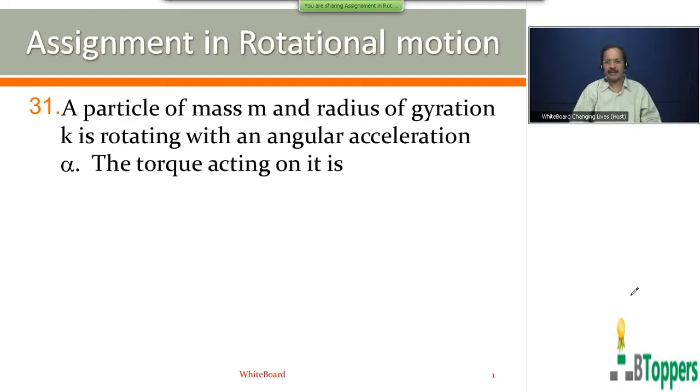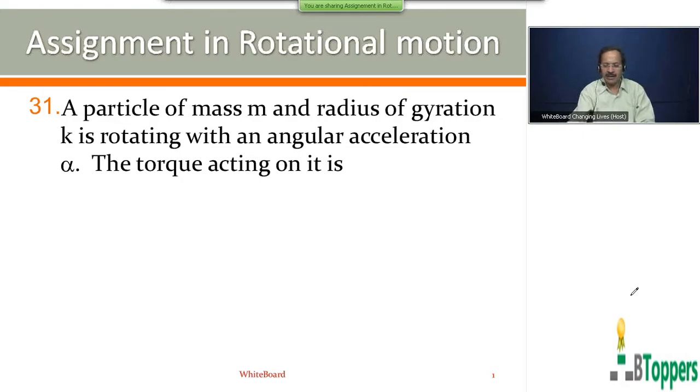So in my previous class, I have shown you the second part of the assignment in rotational motion, questions numbering from 31 to 60. Now I am going to discuss the solutions or explanation for these questions starting from question number 31. In case you have no doubts in the questions numbering from 31 to 45, you can skip this class and go to the next class. Now look at question number 31 on the screen.